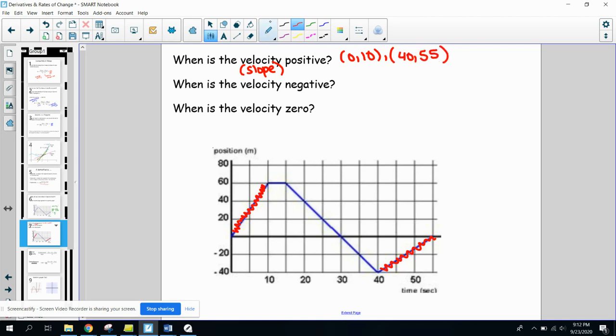When is the velocity negative? Again, that's asking me, when is the slope of my graph negative? We can see the slope is negative here. So that's going to be the interval from 15 to 40. And then lastly, when is the velocity 0? Again, they're just really asking me, when is the slope of my graph 0? We can see that the slope is 0 right here, and that is the interval from 10 to 15.